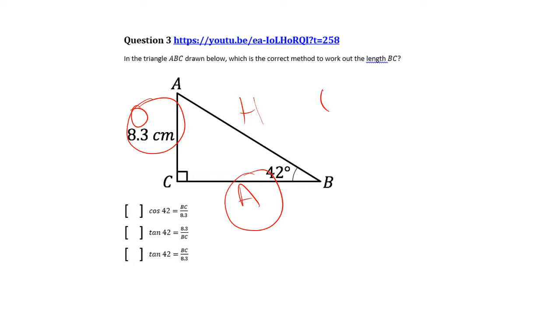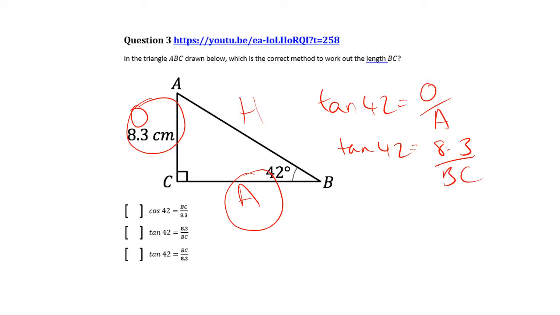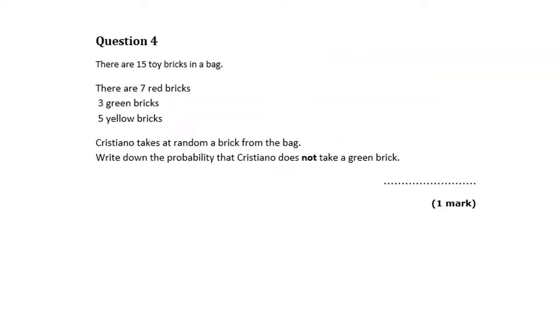It's tan, TOA. So tan of 42 is equal to the opposite side over the adjacent, TOA. So tan of 42 is equal to, well, we know the opposite, that's 8.3. We don't know the adjacent side, that's the side BC. That's what we're looking to find. Now here, this relates to the second on the list. Well done if you managed that one.